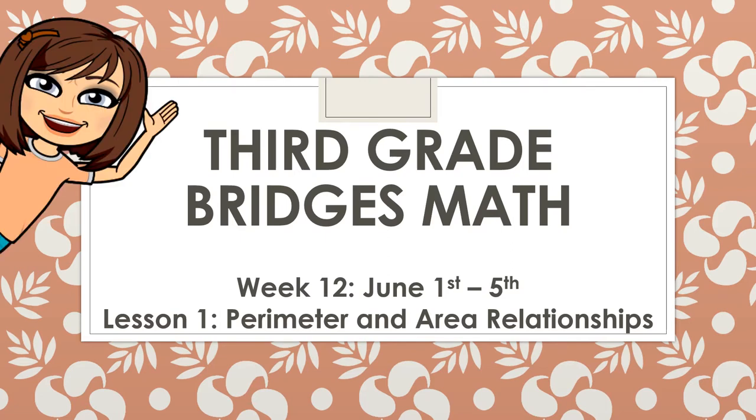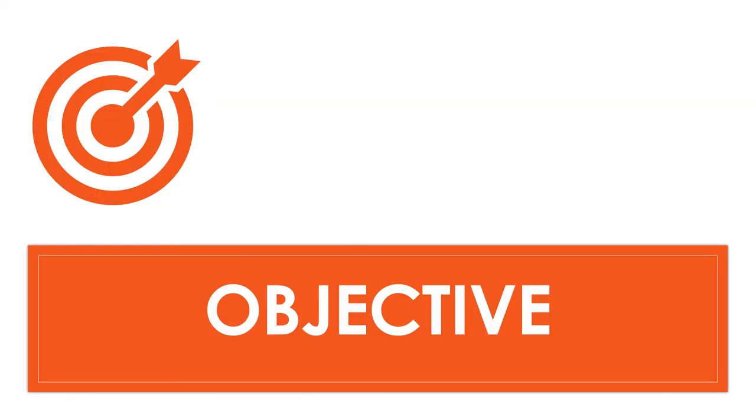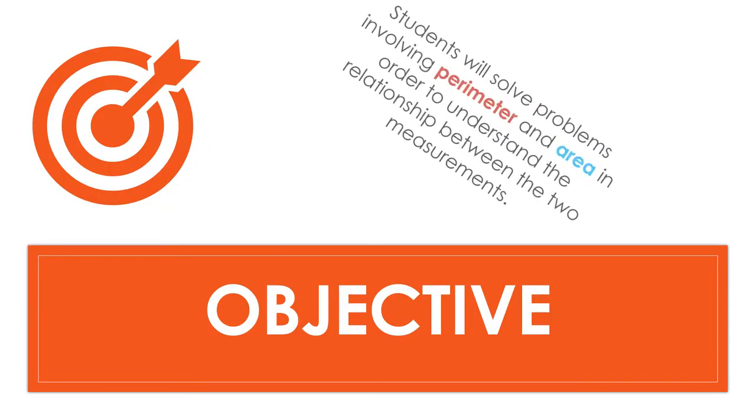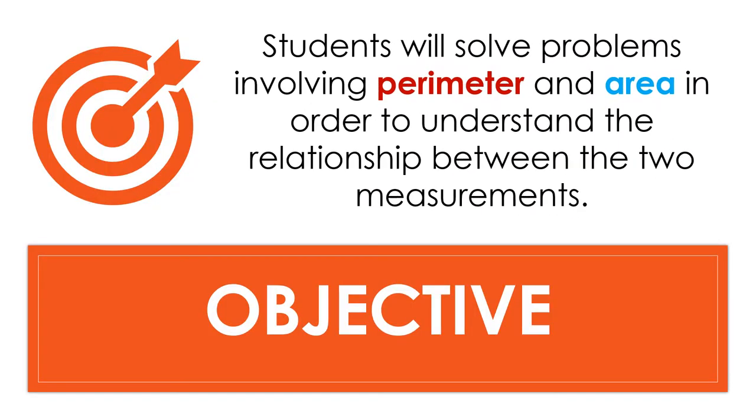My name is Ms. Greenwood, and today is all about understanding the relationship between perimeter and area. Materials to support today's learning include pencils and scrap paper. Let's get our learning on! Objective. Students will solve problems involving perimeter and area in order to understand the relationship between the two measurements.